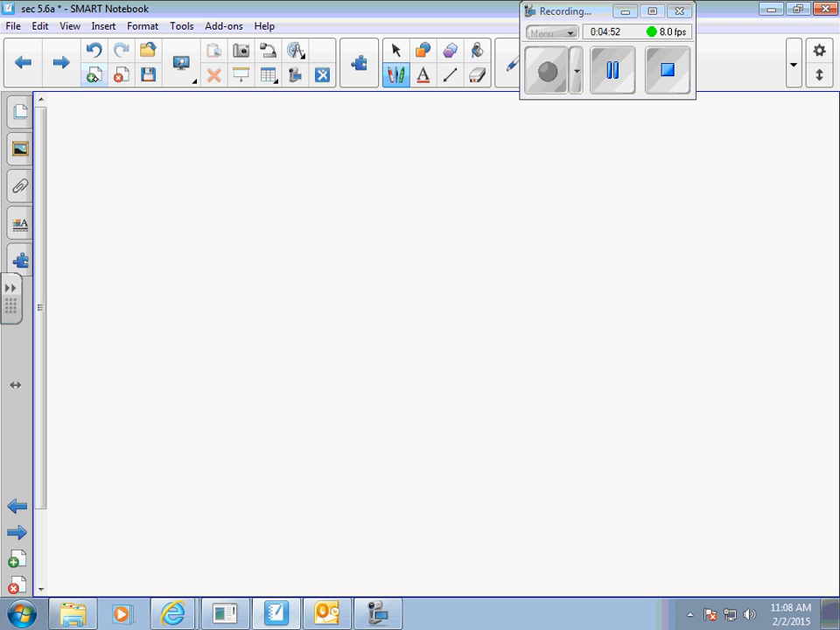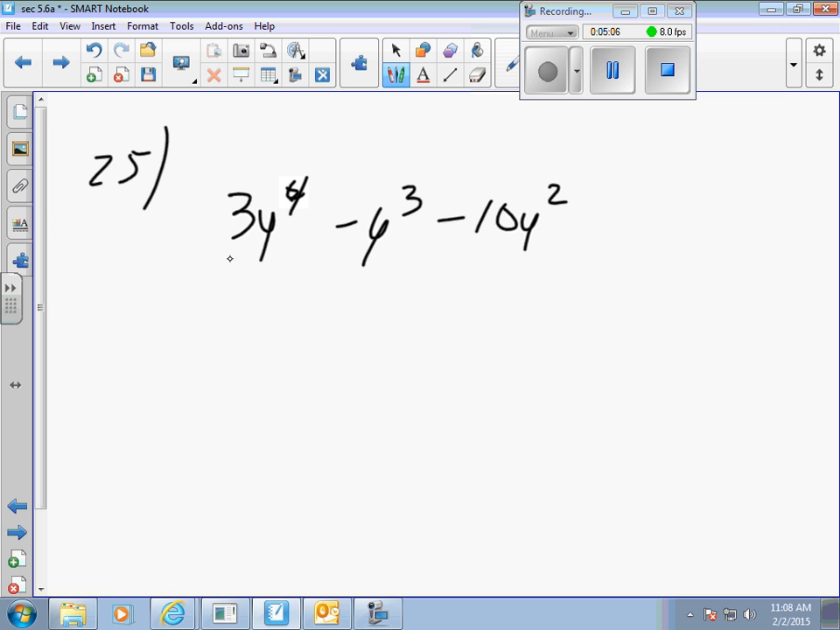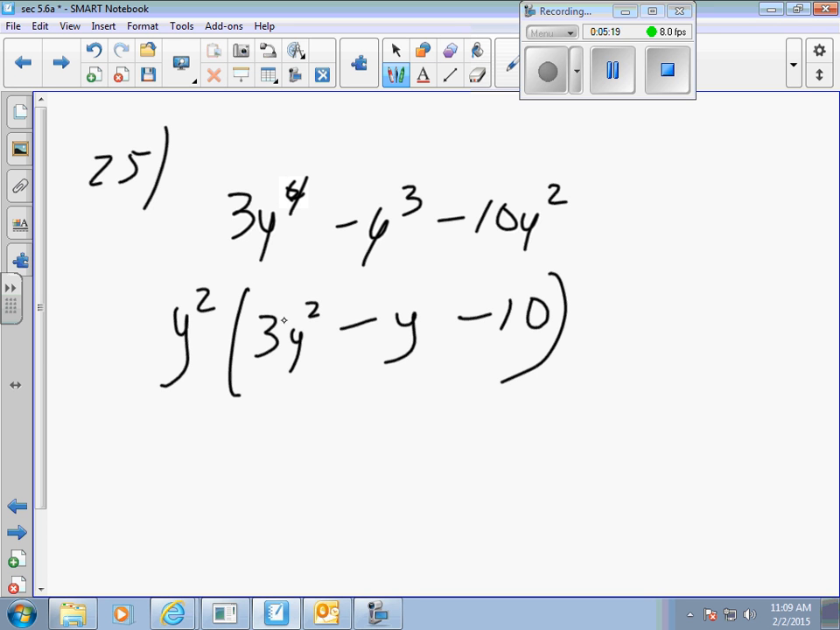And the last one we're going to do is question 25. It says 3y to the fourth minus y cubed minus 10y squared. Well, the very first thing that we look for when we're factoring is a greatest common factor. And if I pull out a y squared, I'm left with 3y squared minus y minus 10. If I multiply my a and my c, I get negative 30. Factors of negative 30 that add up to negative 1 would be a negative 6 and a positive 5.